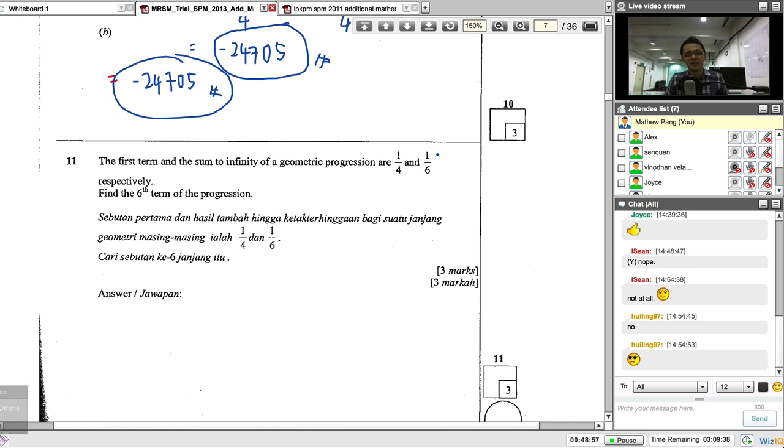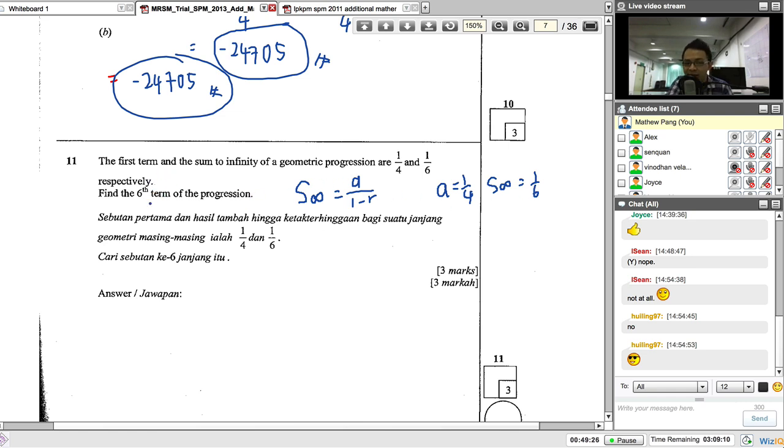Whenever you see sum of infinity, you must straight away link to this formula. Sum of infinity is a over 1 minus r. He tells you the first term and sum of infinity, so at least I have some information. A is 1 over 4, and my sum of infinity is 1 over 6, according to the information given.